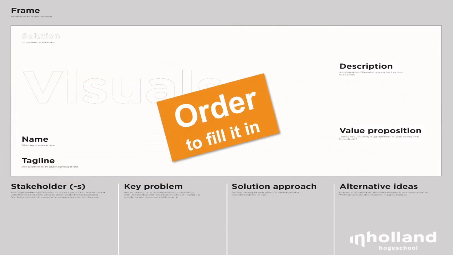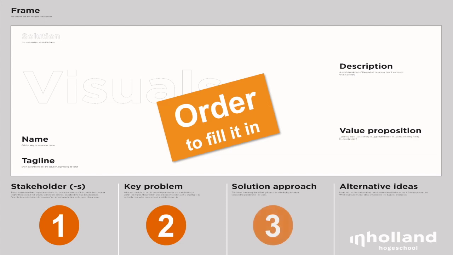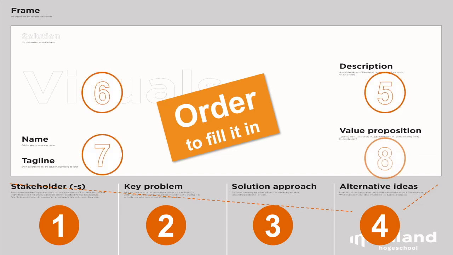In order to develop a frameboard, you have to fill it in a specific order. First the gray area, then the white area. By the way, you can download this template at the website. First, the frame, the outside part. And you're going to start with the stakeholders, the key problems they have, the approach you consider is appropriate to solve it, and you will develop alternative ideas. Subsequently, you will go to the inner area. And in the inner area, you develop the best ideas. Let me explain all these steps one by one.